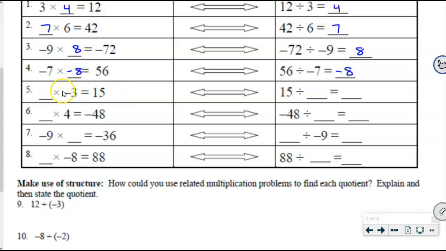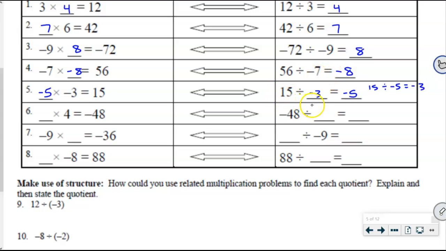Something times negative 3 is equal to 15. Negative 5, because a negative times a negative is a positive. So when I rearrange this, how are we going to rearrange this? It could be either way, honestly. 15 divided by negative 3 is negative 5, but you also could have done 15 divided by negative 5 is equal to negative 3.